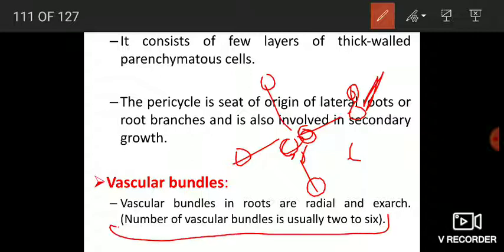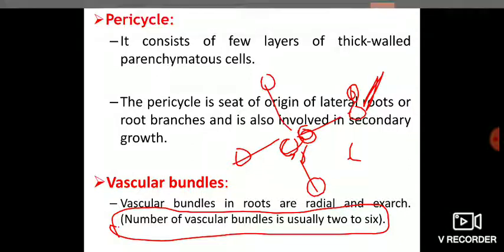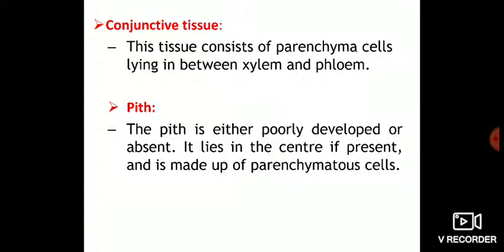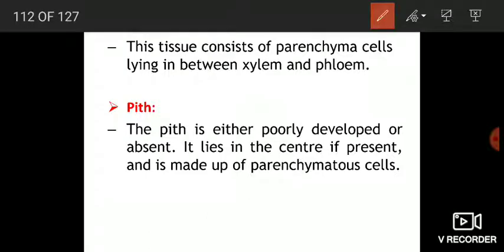And this line is very much important. The vascular bundles in case of roots, dicot roots specifically, it is limited to 2 to 6. It cannot go beyond 6. Then the conjunctive tissue. The conjunctive tissue consists of parenchyma cells which lie between xylem and phloem. This is protoxylem. This is phloem. This tissue is known as conjunctive tissue, and it is made up of parenchyma cells.